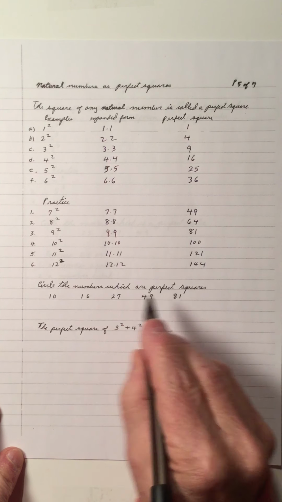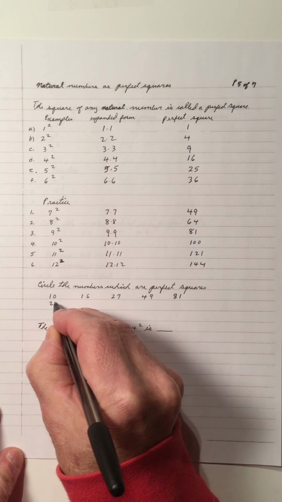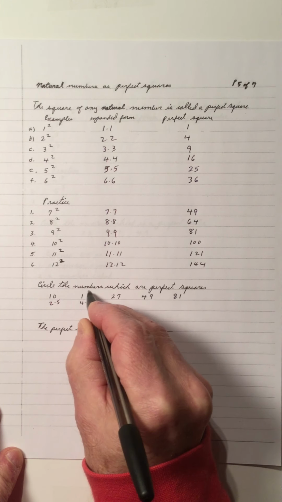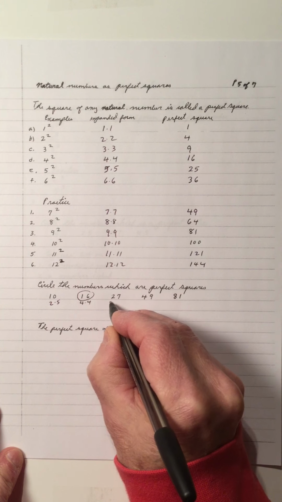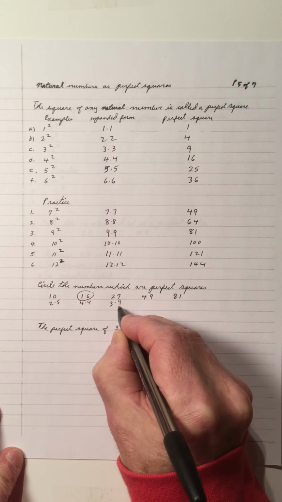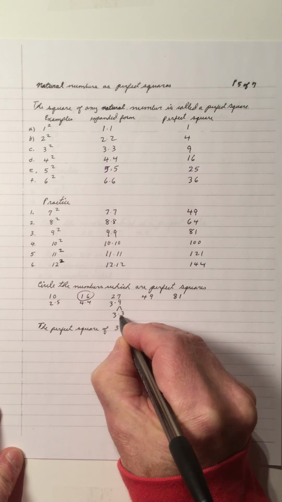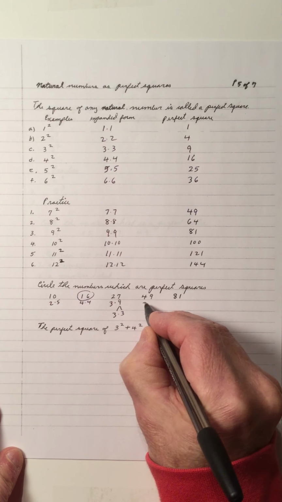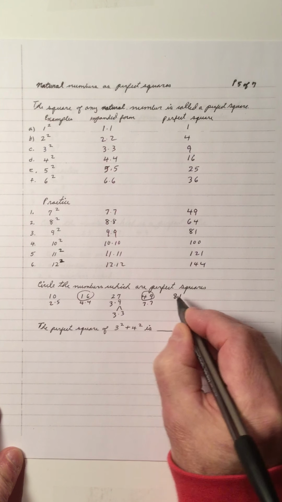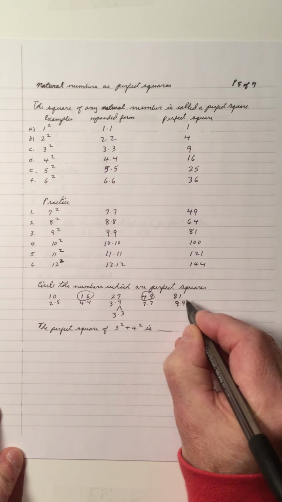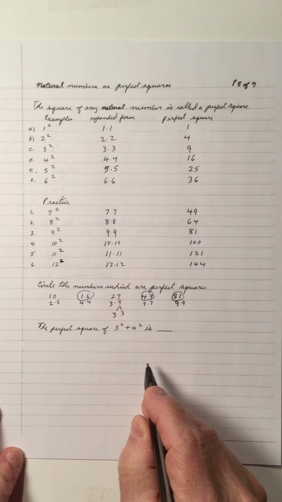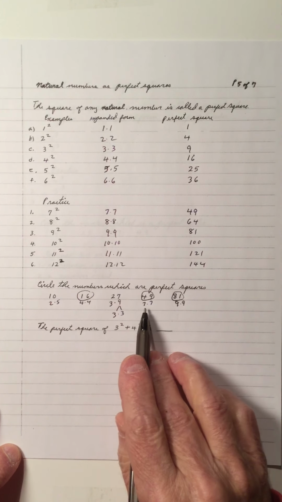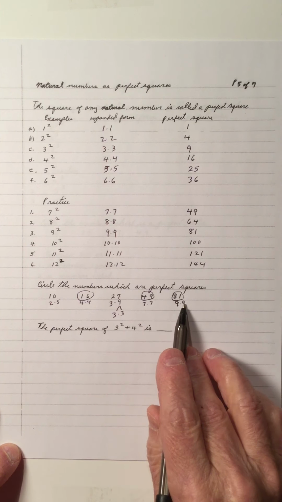Circle the numbers which are perfect squares. 10 is 2 times 5. Nope. 16 is 4 times 4. That's a perfect square. 27 is 3 times 9, and 9 is 3 times 3. So there's 3 3s. It's not a perfect square. 49 is 7 times 7. So it's a perfect square. 81 is 9 times 9. It's a perfect square. So 16, 49, and 81 are perfect squares, because 4 squared is 16, 7 squared is 49, and 9 squared is 81.